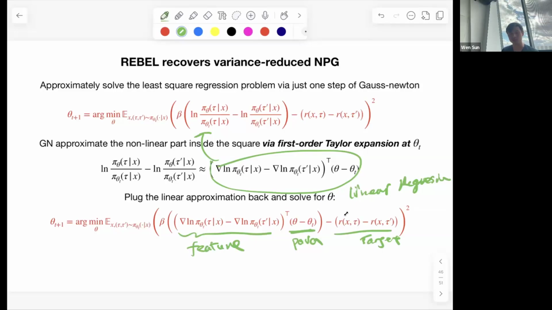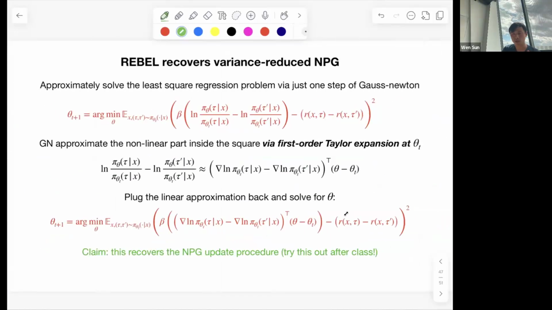And under some assumptions that the training data's features span every direction in the space, we can really get a closed form solution for the optimal parameter theta, right? For this least square regression problem. And if you do that, if you assume that the features span every direction and find the optimal solution for this least square regression problem, you will notice that this actually recovers the natural policy gradient update procedure.